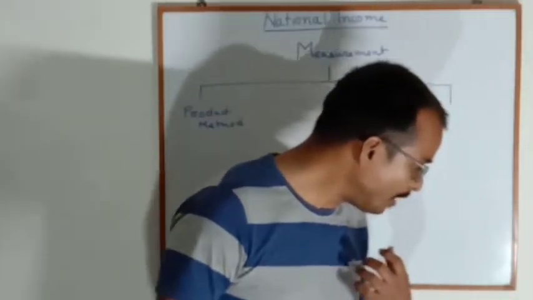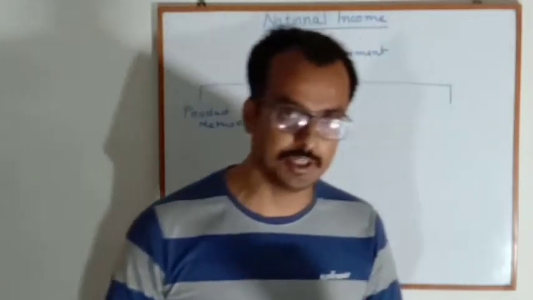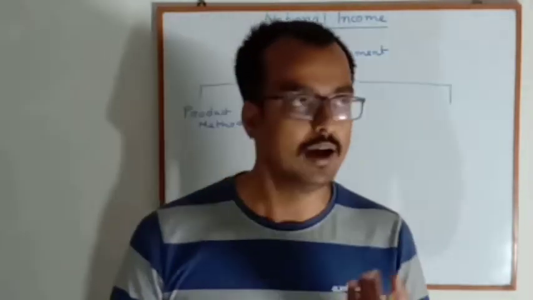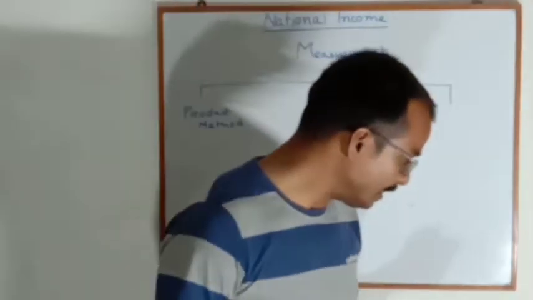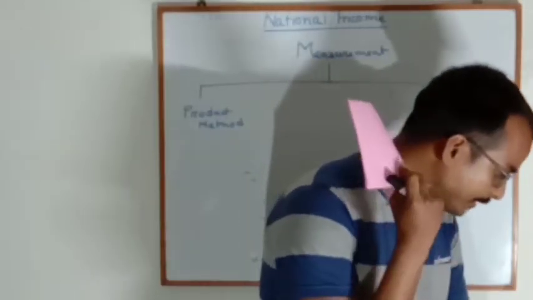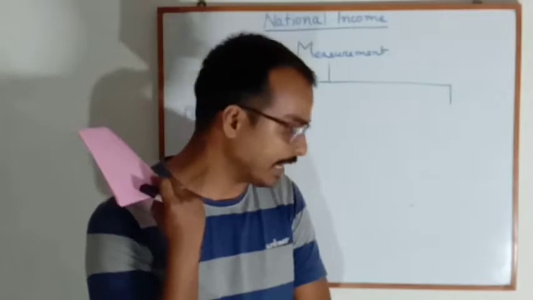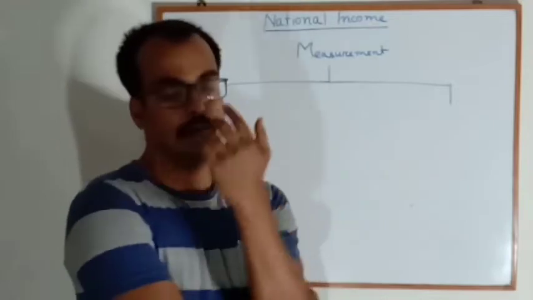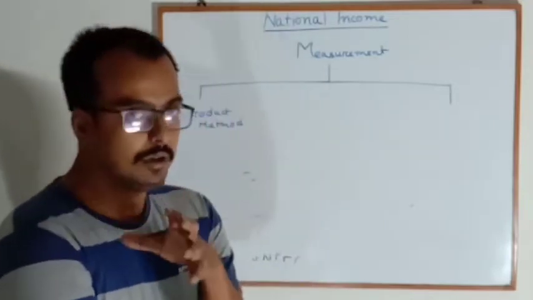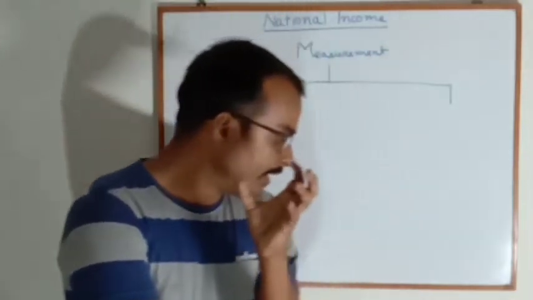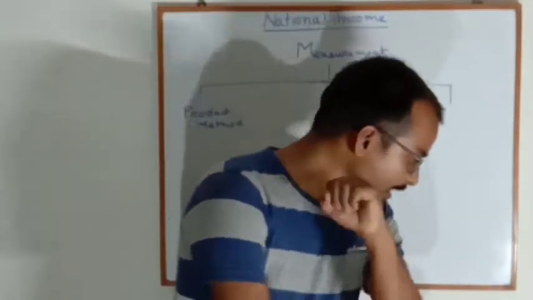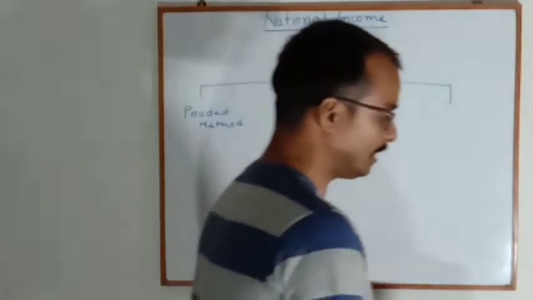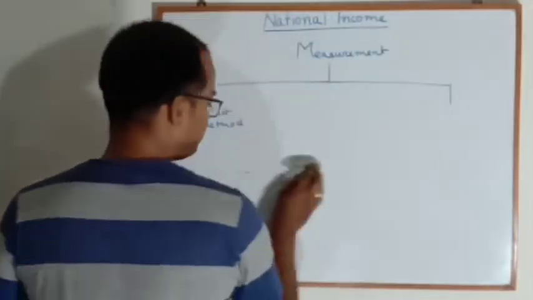And then the sum of income earned in the form of wage income, rent income, interest income, and profit will give you the domestic factor income, net domestic product at factor cost. It's not in market price because you are measuring it with the help of the income method. So directly you will be getting factor cost. And once you get net domestic product at factor cost, the next step is the same: you add net factor income from abroad.